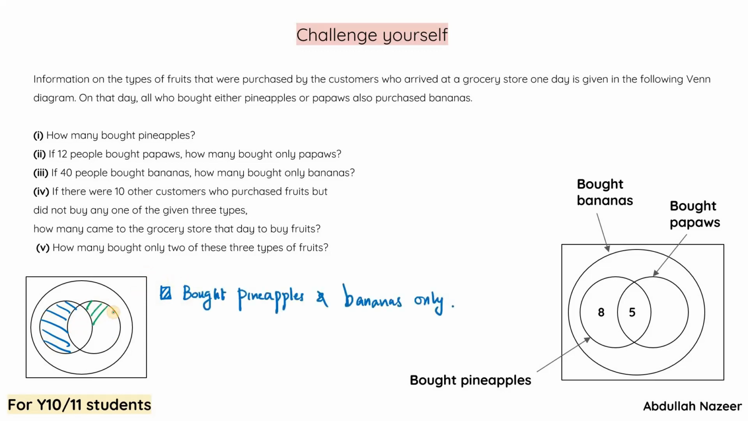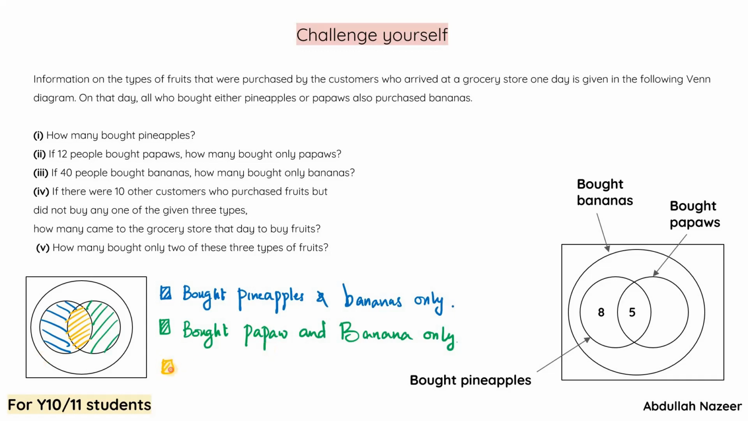Now let's come to this region over here. Similarly, this region will be people who bought papos and bananas only, because this region is clearly out of the set of people who bought pineapples. So this green region represents the people who bought papo and banana only. Now the middle region, as you might have already guessed, is the region where you can see the sets banana, pineapple and papos all overlap. So that particular region indicates the number of people who bought all three fruits.